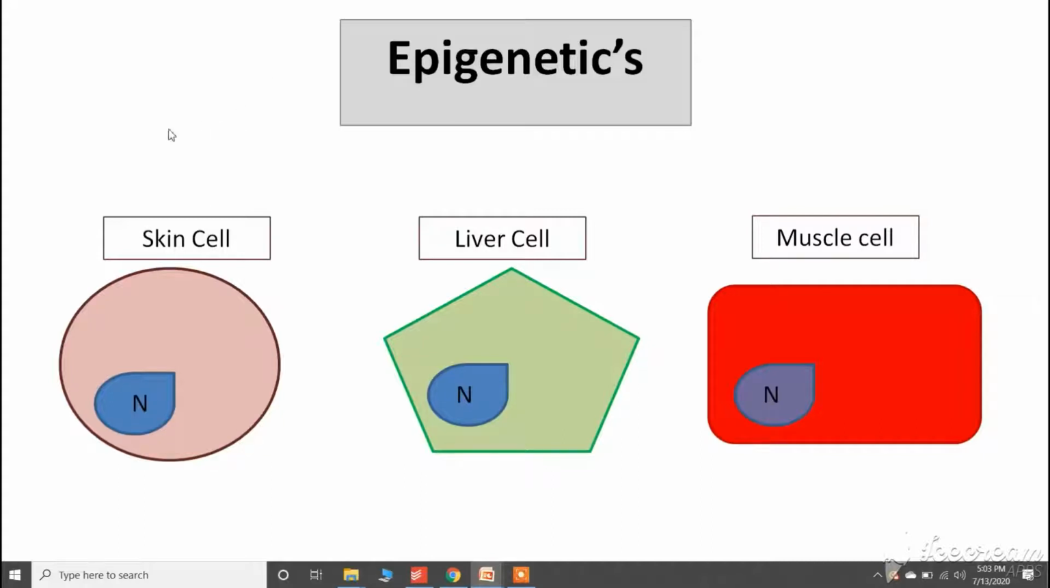All cells in our body, whether skin cells, liver cells, or muscle cells, contain the same genetic material. So what makes skin cells functionally and structurally different from liver cells, and what makes liver cells different from muscle cells? This process is called epigenetics. Skin cells express genes that help them become skin cells. Liver cells express genes that help them become liver cells, and muscle cells express genes that help them become muscle cells, and they suppress any other genes. So muscle cells will suppress the genes that are required for liver function, and liver cells will suppress the genes that are responsible for skin cell function.